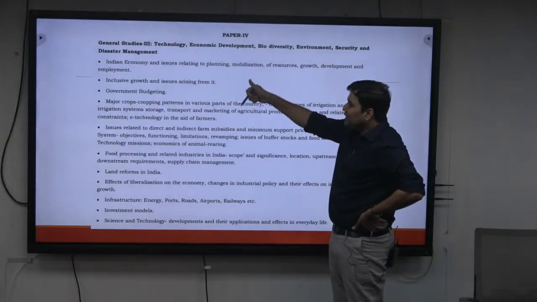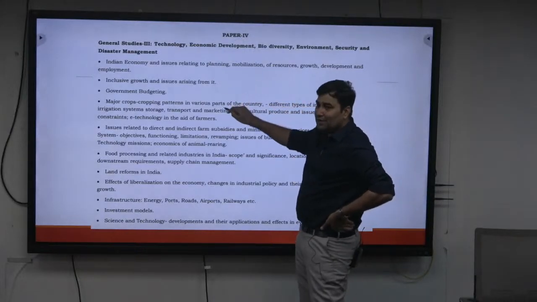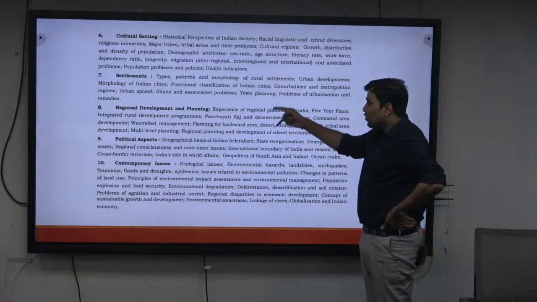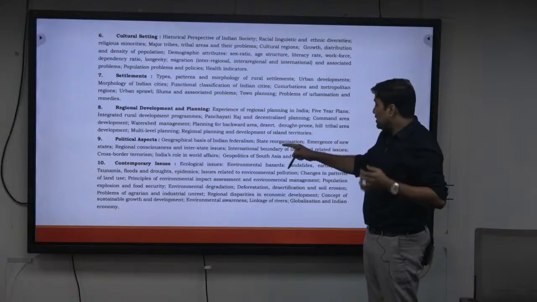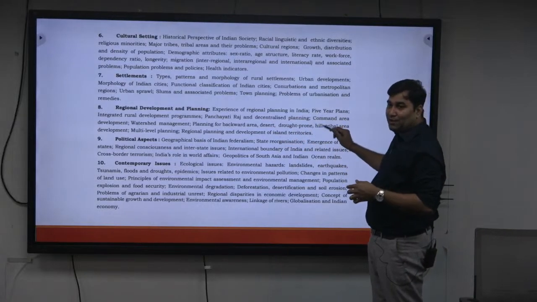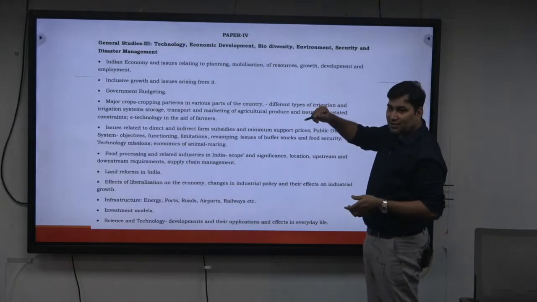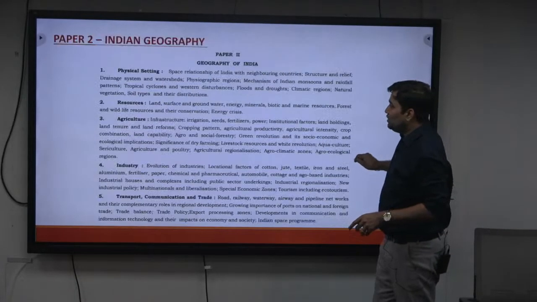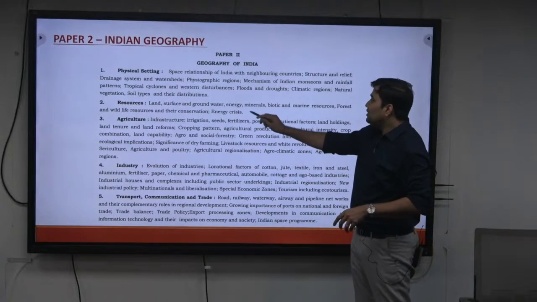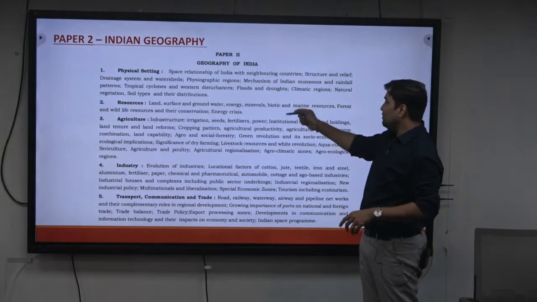We have already seen Indian economy associated issues related to planning. Now, when you consider planning, here you have all the planning, Panchayati Raj, planning for backward areas, correct? After that, five-year plans, command area development, all the planning was here. Mobilization of the resources. Resources means the whole of resource geography. Come on guys. Resources means all this: surface, land, groundwater, energy, minerals, biotic, marine resources.